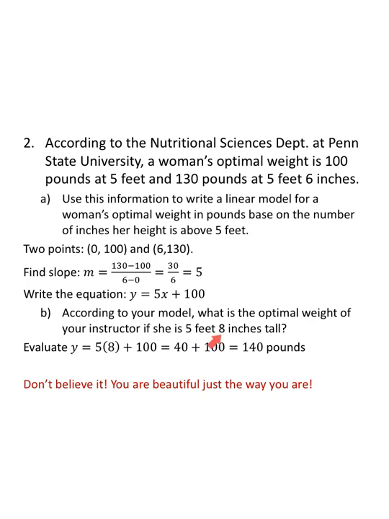Well, that's 8 inches over 5 feet. So I'm going to put an 8 in for x. y equals 5 times 8 plus 100. So that's 40 plus 100, which is 140 pounds. But I got to tell you, when I weigh 140 pounds, you're going to want to do an intervention because it looks like I'm on some very nasty drugs.